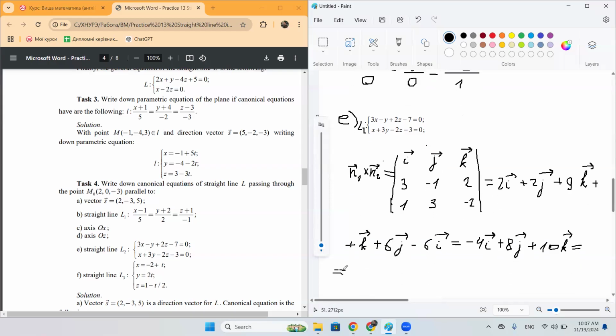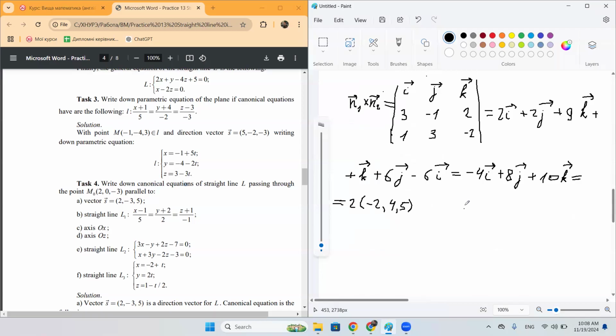So just to simplify our life related to this task, we can move 2 out of brackets. So 2 by minus 2, 4, 5. And we will take a direction vector the next. So these coordinates will be coordinates of direction vector.